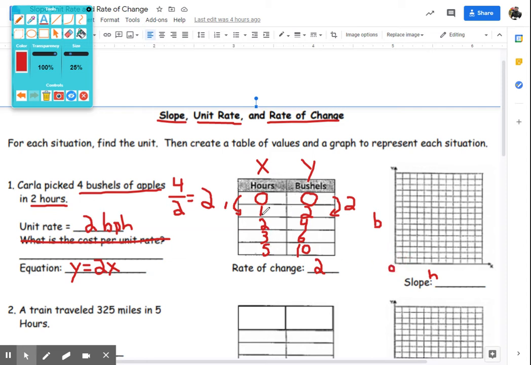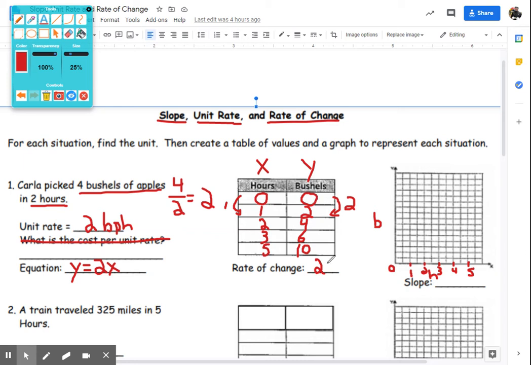And then for hours, since my lines are close together, I'm going to skip 1 for every hour. So that's 1. I'm going to skip 1. That's 2. Skip 1. That's 3. Skip 1. That's 4. Skip 1. And that's 5.